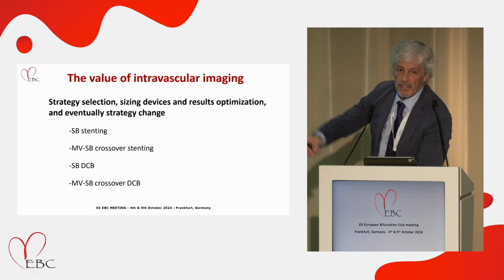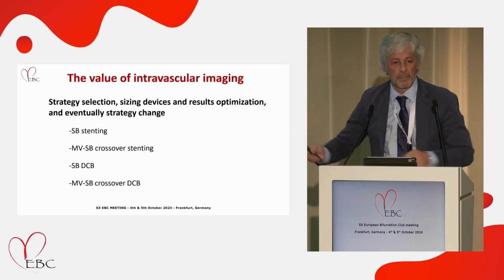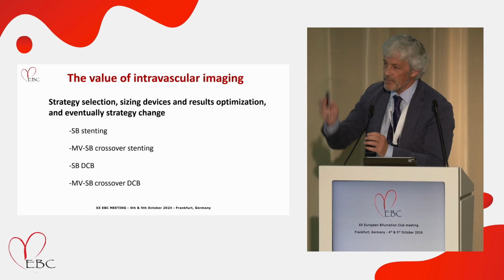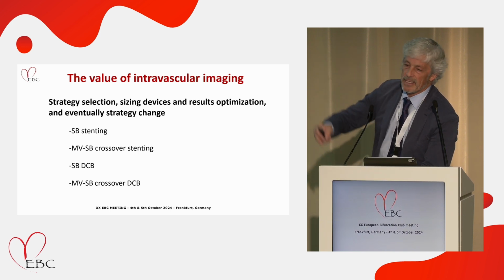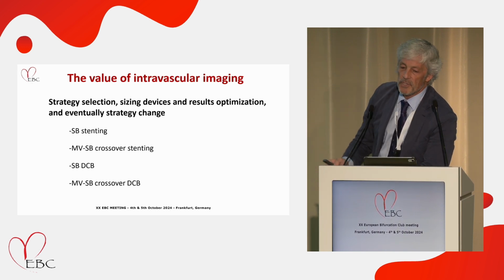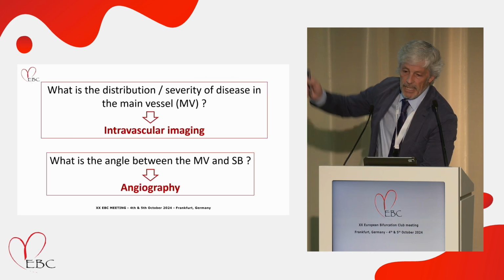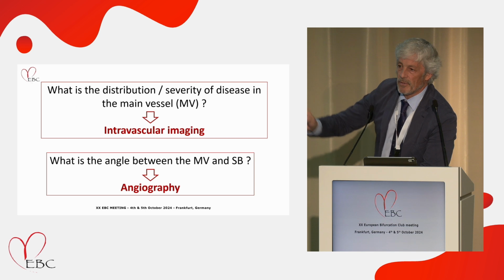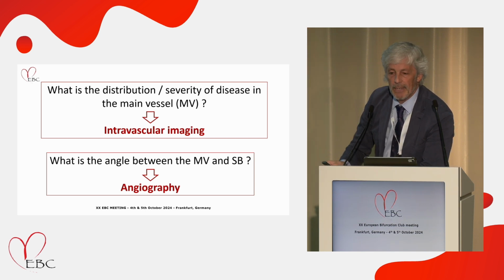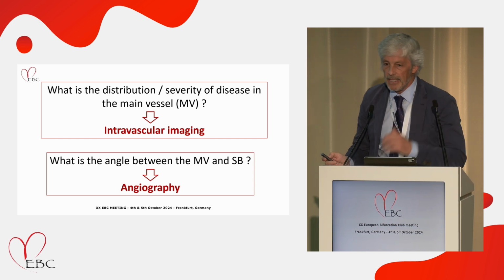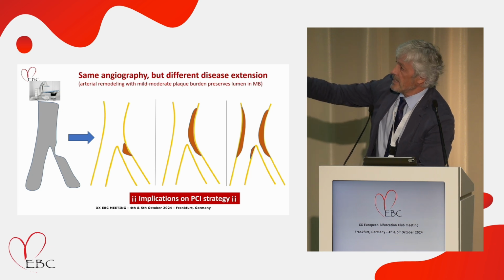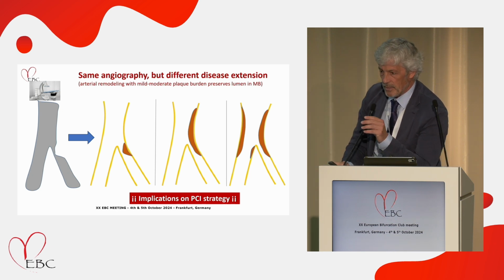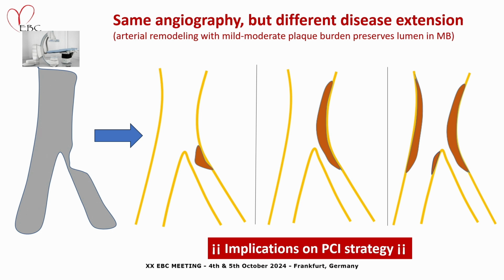We have different strategies, as Soledad has shown in the previous slides. Stenting, nailing the stent, just crossover the stent, or inverted provisional, and the use of DCBs also in different ways. We have two elements that are important for the strategy, which are the distribution of the plaque of the disease in the main vessel and the angulation. This is the angiography. The angiography of these lesions looks the same always, but it's a clear 001 that may correspond to different anatomies, different disease patterns.